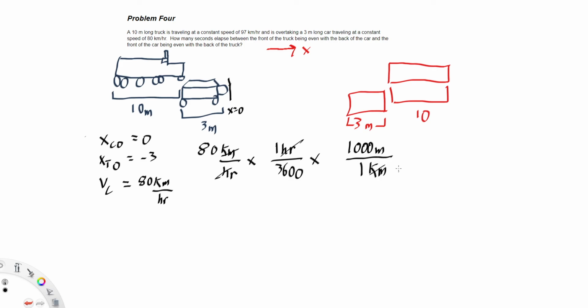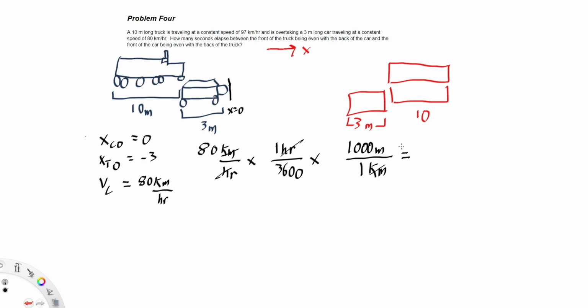I have people ask me a lot, how do you know which of these numbers to put on the top, which of them do you know to put on the bottom? You arrange them in whatever way will cancel the units that you don't want in your answer. Right? So by putting the kilometers on bottom, we were able to cancel this kilometers. It's in the numerator here, and we're just left with a unit of meters, which is what we were looking for. So our speed then is 80 times 1,000 divided by 3,600.